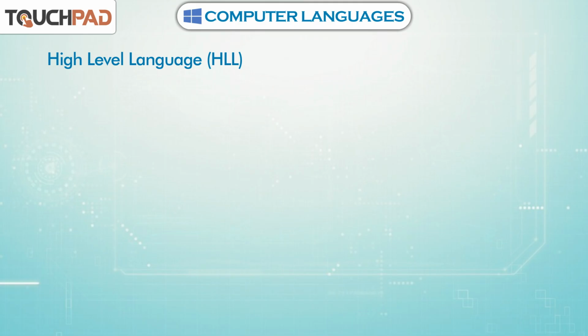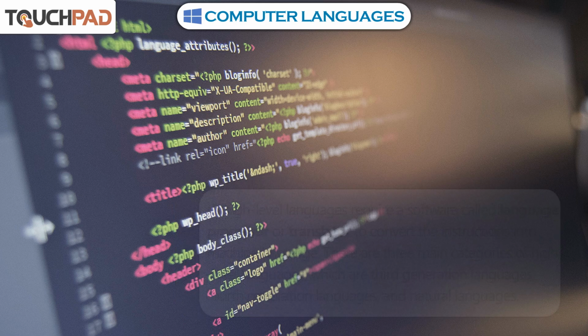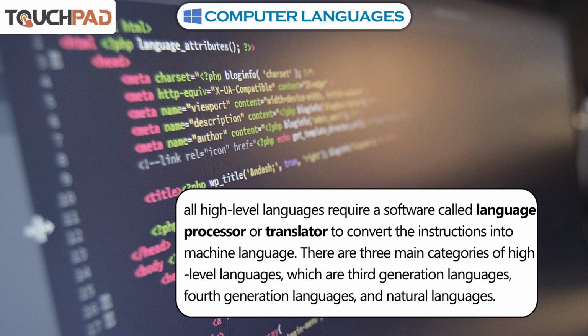High-level language, HLL. High-level language is considered to be closer to human beings. It is machine-independent. However, it needs to be translated into binary or machine language. Programs written in high-level languages are called source code. Since the computer understands only zeros and 1s, all high-level languages require a software called a language processor or translator to convert the instructions into machine language.